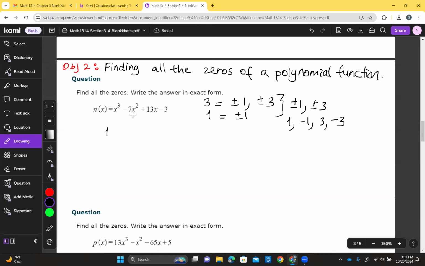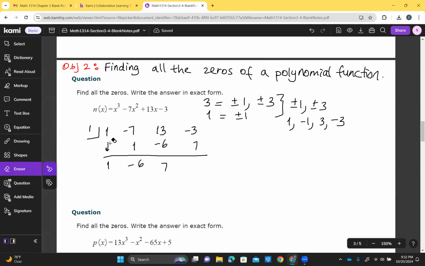So I have 1x cubed, negative 7x squared, 13x, and the last number is negative 3. And we learned the synthetic division in the previous lesson. So I want to just check if 1 is actually a 0. So I'm going to try the 1. Bring down the first number, multiply, add. Multiply, add. Multiply, add. And when I add them up, I see that the sum is not a 0. So 1 did not work because I get a number here different than a 0.